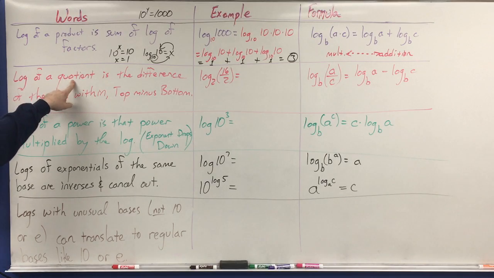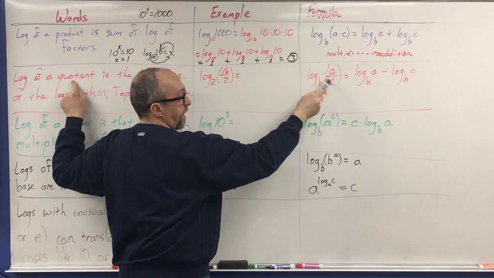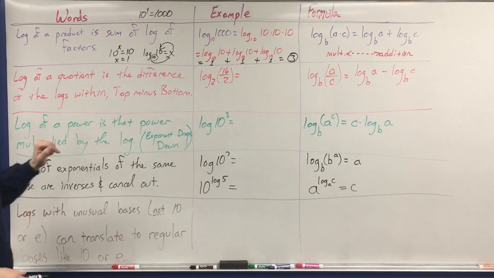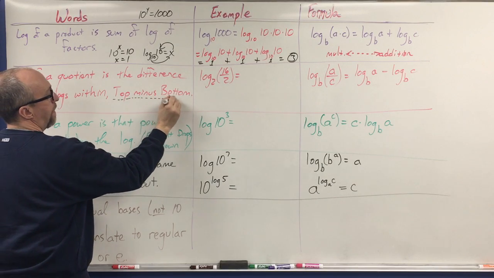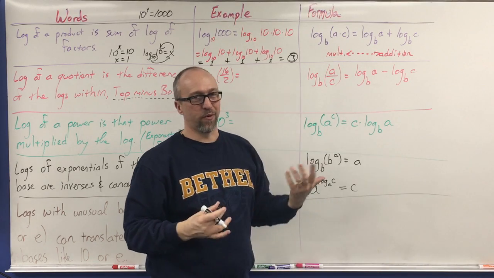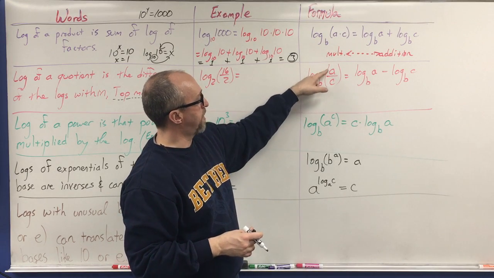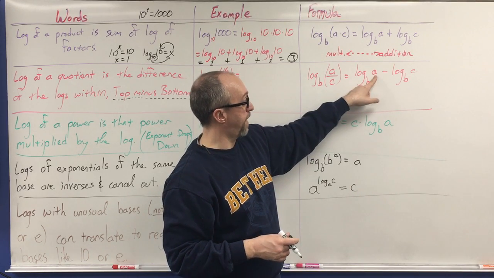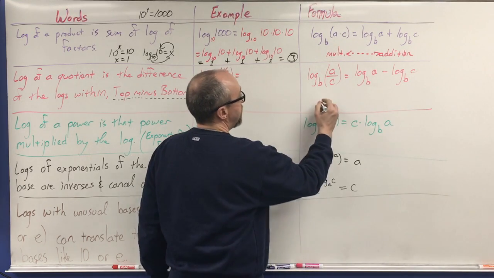If a quotient, fancy word for division, or a fraction, you've got a log of something dividing something else, the log of a quotient is the difference of the logs within. It's always top minus bottom. So if you look, log base b, it doesn't matter what the base is. What matters is what's happening in here. Same with that. Log base b of a divided by c is log base b of a minus log base b of c. You're just subtracting.